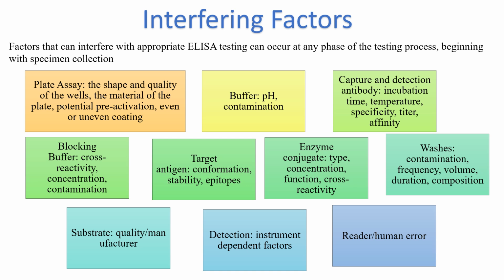Target antigen, which includes the epitope, conformation, stability. Enzyme conjugate: type, concentration, function, cross-reactivity. Washes: contamination, frequency, volume, duration, and composition. Then in substrate, either the quality or the manufacturer. Then detection instrument, where instrument-dependent factors may be there. Then transcription means the reading error, or appropriately identifying or not identifying the test.